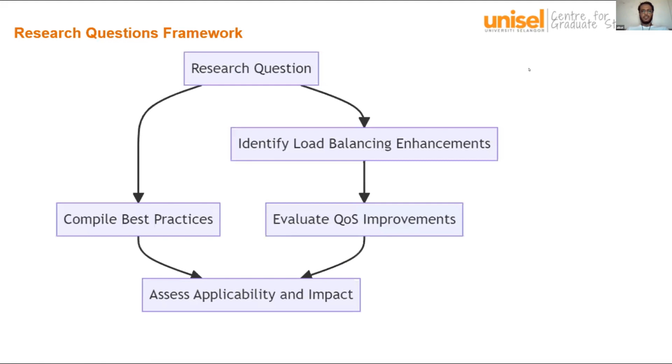And here we can see the structure or this flow chart from the research question. So we can identify load balancing enhancement, and also we can compile best practice. From identifying load balancing enhancement, we will evaluate quality of service improvement. And from both of them, the evaluation and the compiled practice, we will assess the capability of impact.